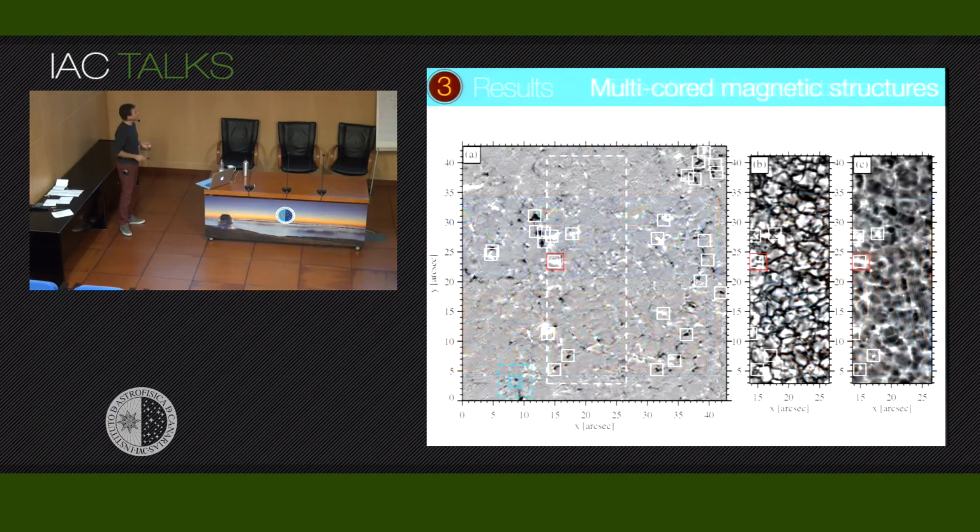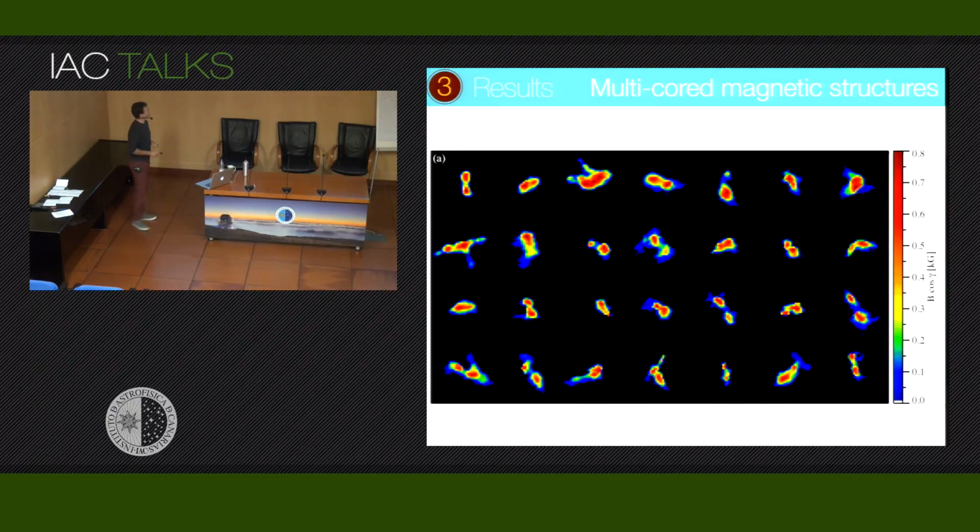Indeed, we find that multi-core magnetic structures are quite common in our observations. In particular, in this time series, we find 28 examples of multi-core magnetic structures. Here I show them using these black boxes. Here I show also one snapshot of each of those 28 multi-core structures. In particular, I show the longitudinal component of the magnetic field, where we can check that they are indeed related with at least 2 inner cores.